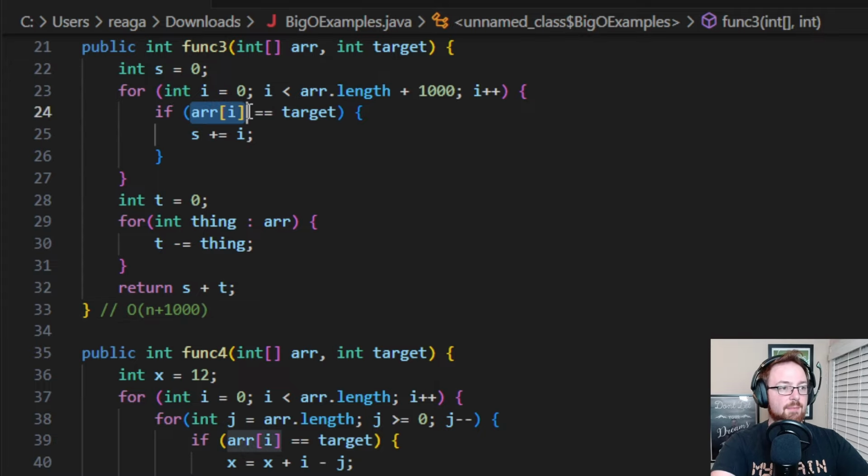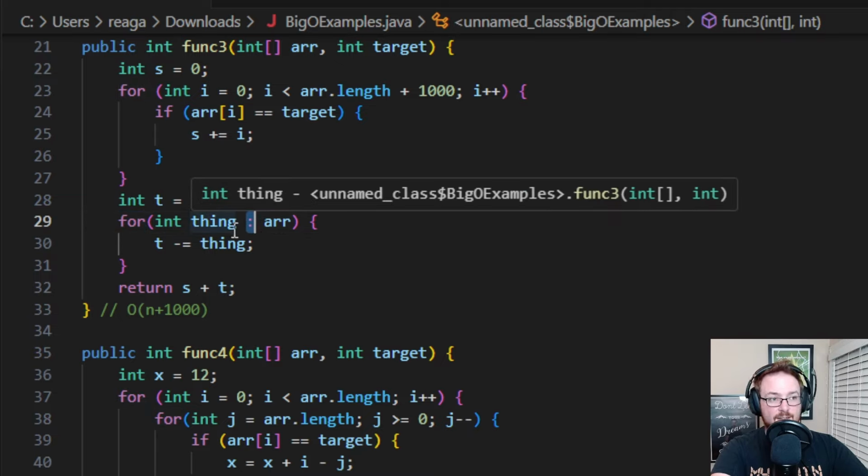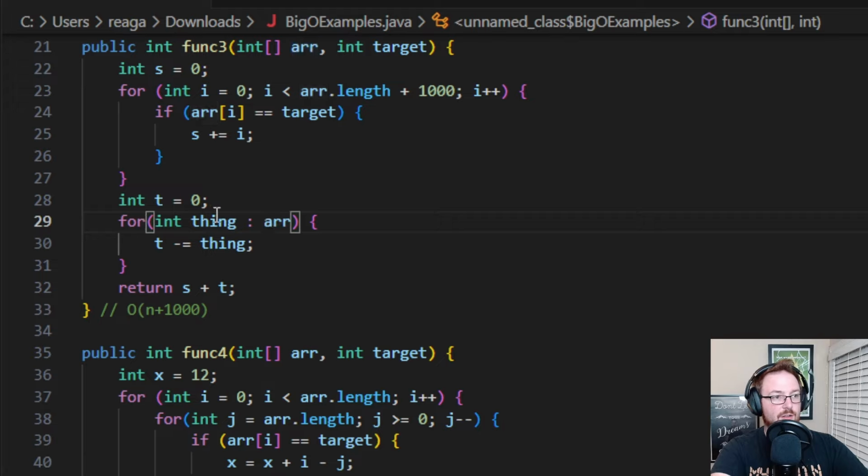And once again, keep an eye out for these. If it's a linked list or something like that, this would be another n, but for now it's not. So we've got big O of n plus 1,000. And then down below, we have this. If you're not familiar with this notation for a for loop, you can treat this as if it says for each and treat this as if it said in. So it's for each int called thing in the array, basically meaning loop through the array and put each element into this variable and then do all this. So this is just a for loop and it goes from start to finish in the array. So this is big O of n.